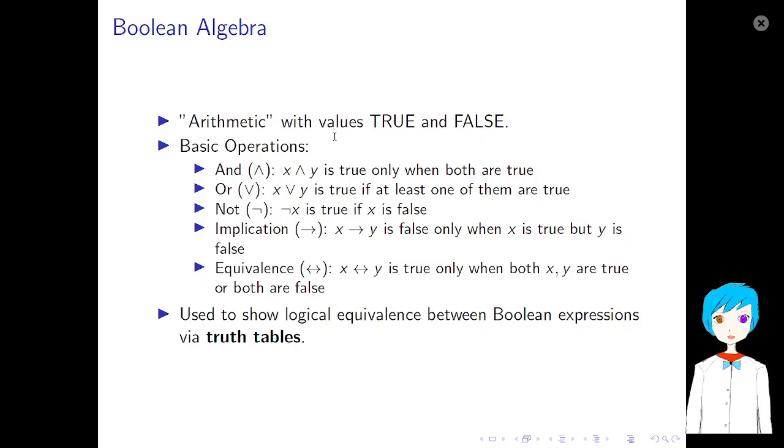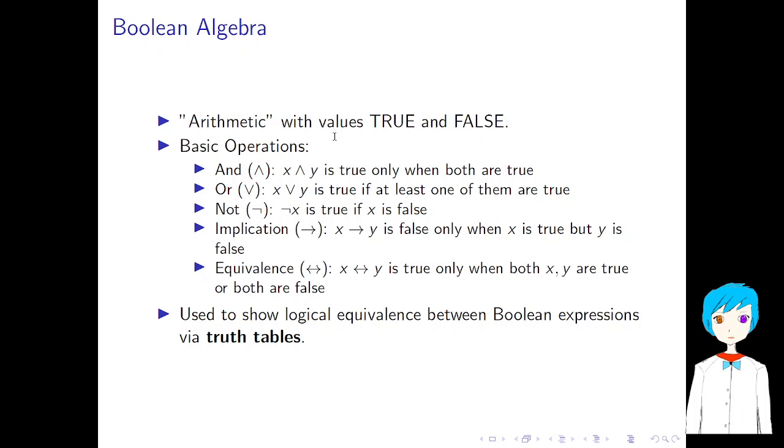Next, we introduce the concept of Boolean algebra. It's an algebra with values true and false for expressions. Here are some basic operations. x and y is true only when both are true, or x or y is true if at least one of them is true. Not x is true only if x is false. Implication, x implies y is false only when x is true but y is false. Equivalence, x equivalent to y is true only when both x and y are true or both are false.